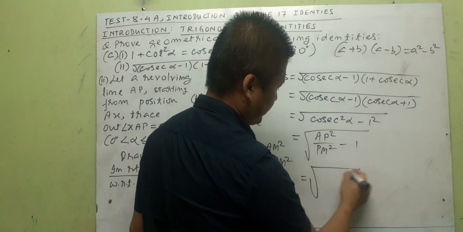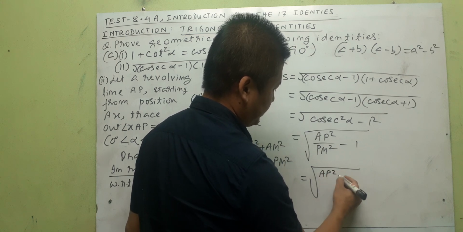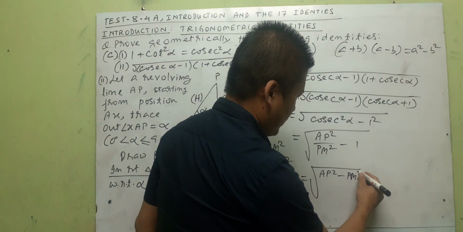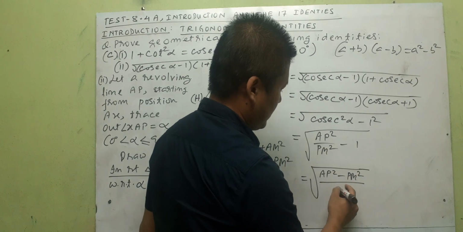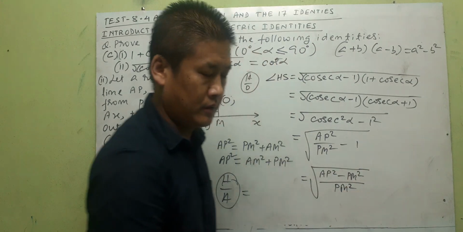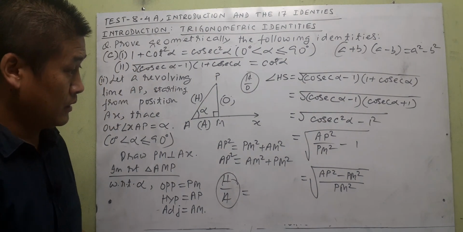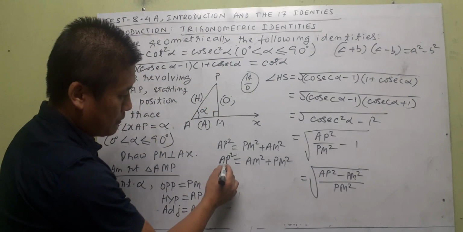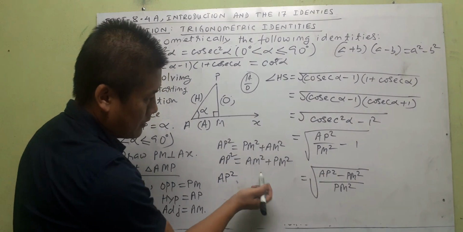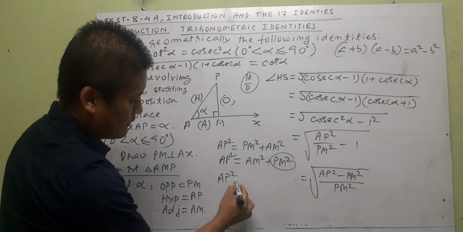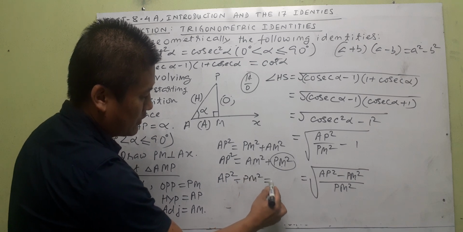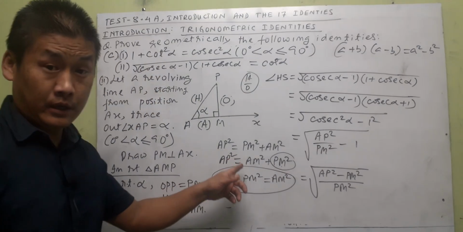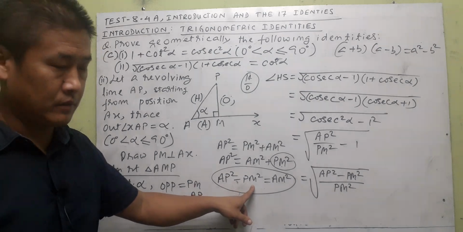So next, root over AP squared minus PM squared into 1, divided by PM squared, with LCM PM squared. Now look at this one. This time we're getting something different, AP squared minus PM squared. That is also the Pythagoras theorem. Here, AP squared minus PM squared is derived from the main equation by shifting PM squared from the right side to the left.